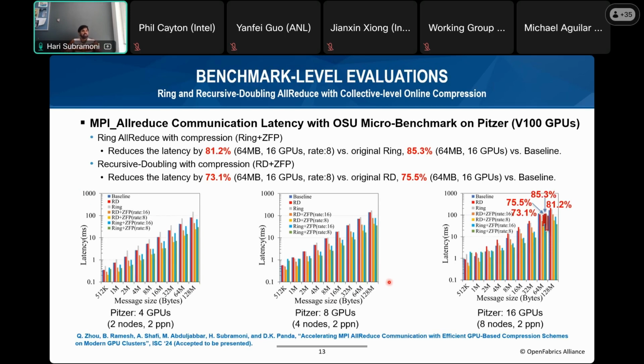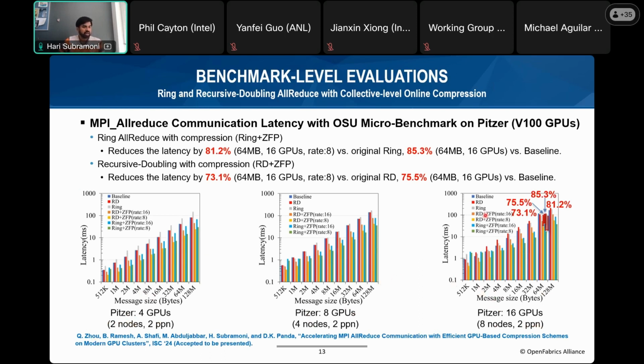So in this slide, we look at the kind of performance benefits that you get at the microbenchmark level using the ring, as well as the recursive doubling AllReduce with collective level compression. These were taken on the Pitzer supercomputing system with 4, 8, and 16 GPUs. So that is 2, 4, and 8 nodes with 2 processes per node.